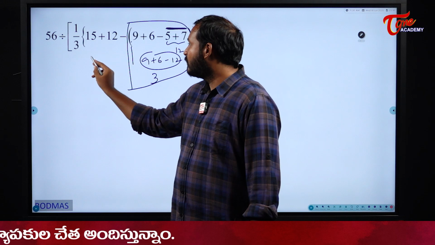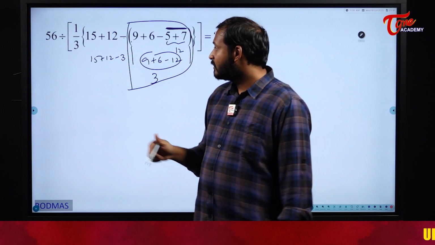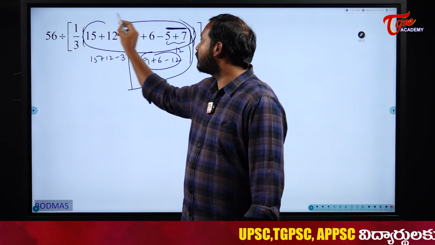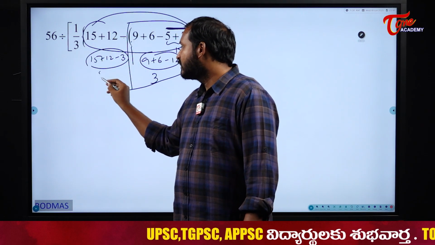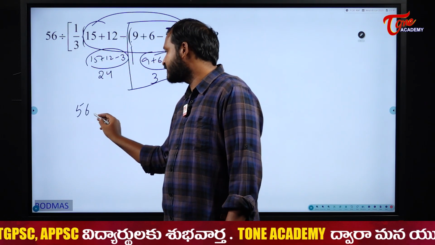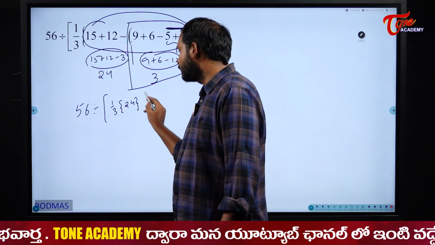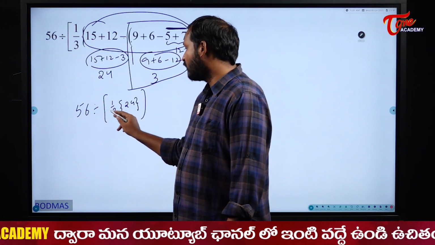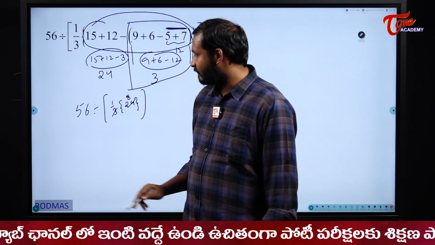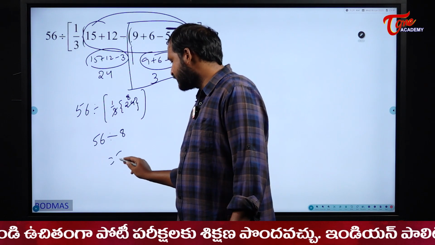So what happens to this now? 15 plus 12 minus 3. Why? Because this is minus. So 15 plus 12 is what? 27. 27 minus 3, it will become what? 24. That means overall this flower bracket will become what for me here? 24. Now at last I was left with what? 56 divided by 1 by 3, 24. This is the thing which I was left with. So now I should solve this bracket. So 3 into 8, 3 8s are 24. So last I got here what? 56 divided by 8, which is equal to 7.